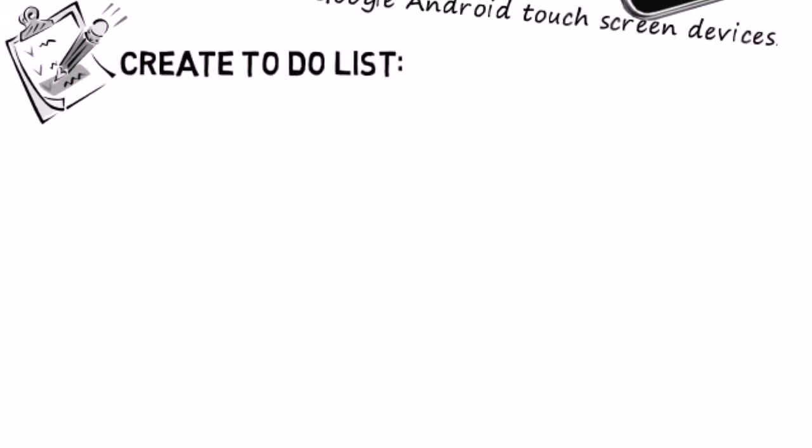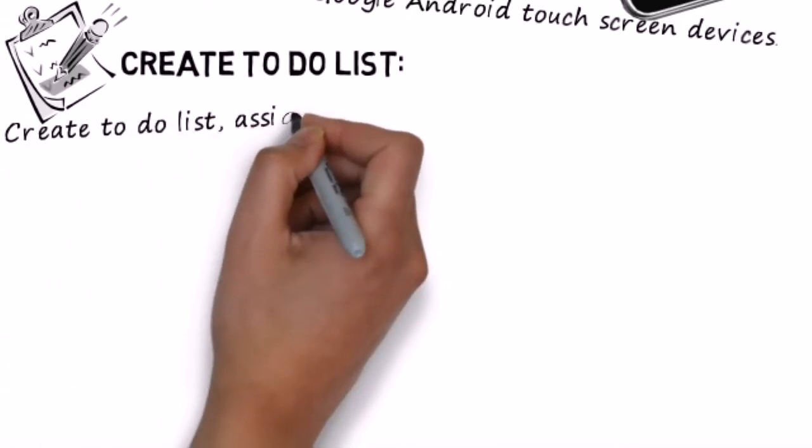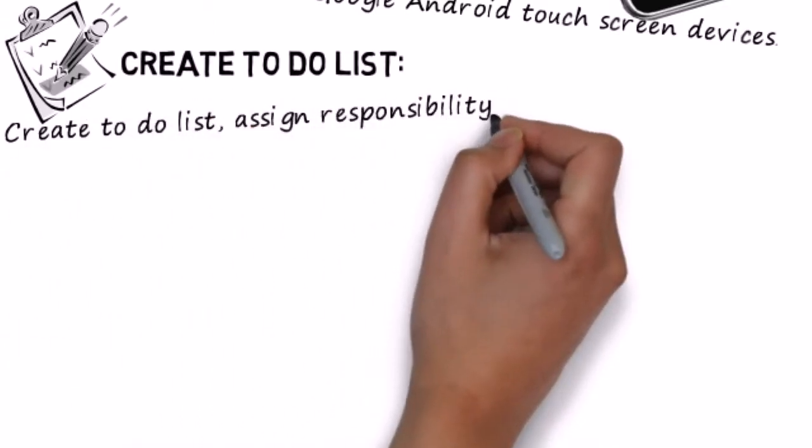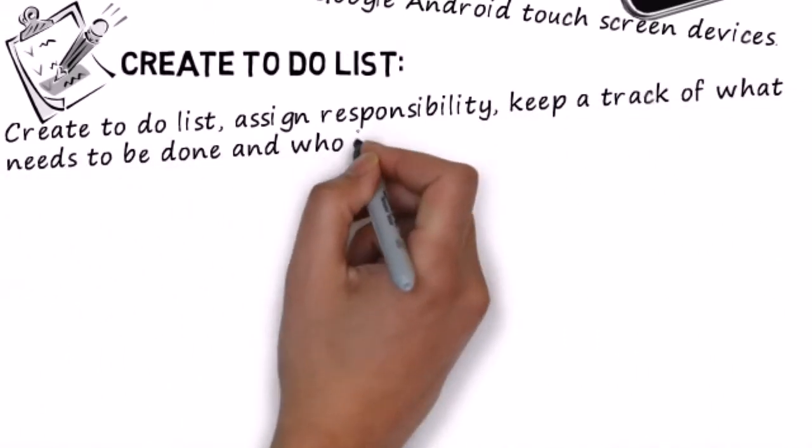Create to-do lists. Create to-do lists, assign responsibility, keep track of what needs to be done and who is doing what.